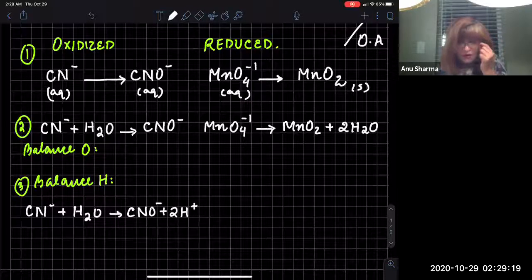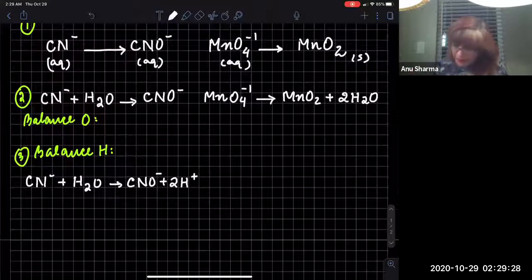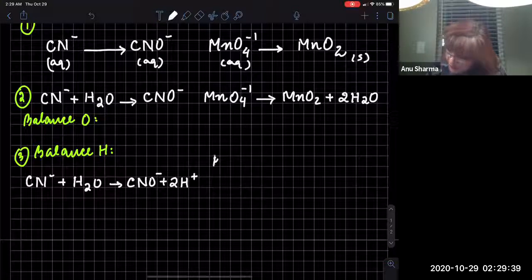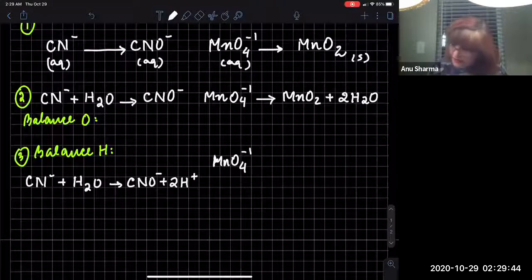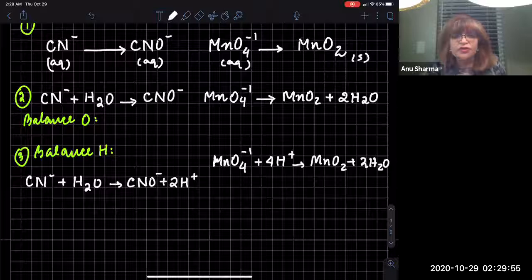Okay, and all this is in aqueous medium. And I'm not writing these species here because it's time consuming and takes up too much space. Next, let's look at the situation on the permanganate side. Here we have MnO4 minus 1. If there are 4 hydrogens on that side, we put 4 hydrogens here. And that gives you MnO2 plus 2H2O. So that is balancing the hydrogen ions, as you can see.